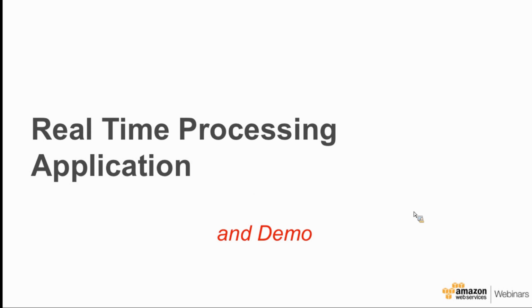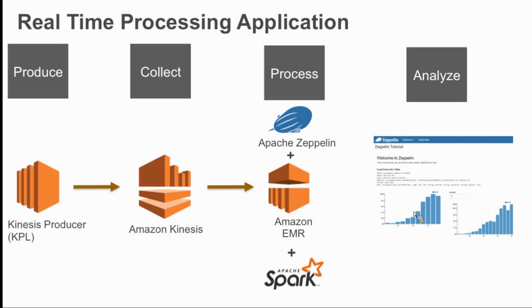Okay, so let's jump into the real-time processing application and the components that go into that, including seeing a demo run of how we can put this together. So real-time processing consists of these 4 major steps: production of the data, collection of the data, processing, and then finally analysis, oftentimes in a visual way. We've talked about the Kinesis producer. That's what you use to get the data into the Kinesis service.